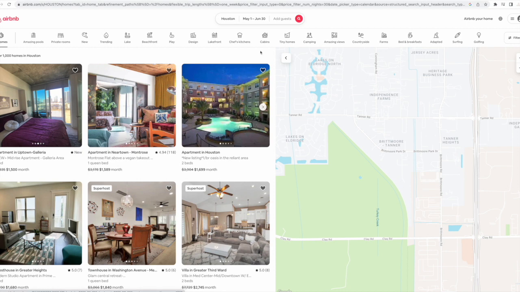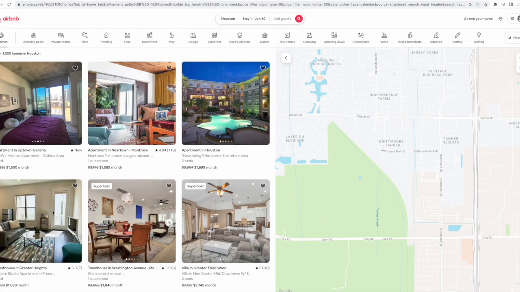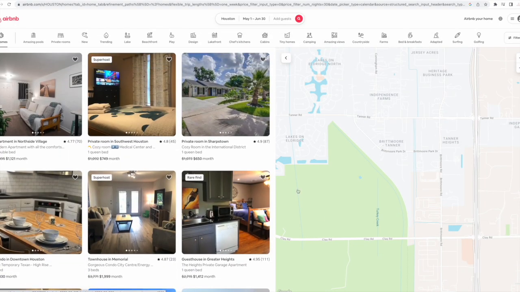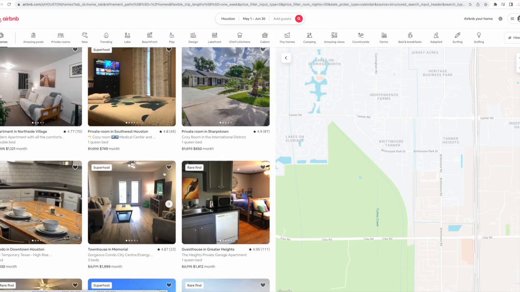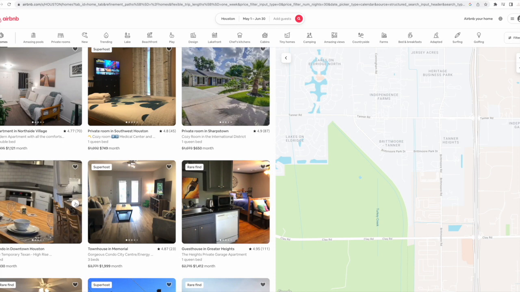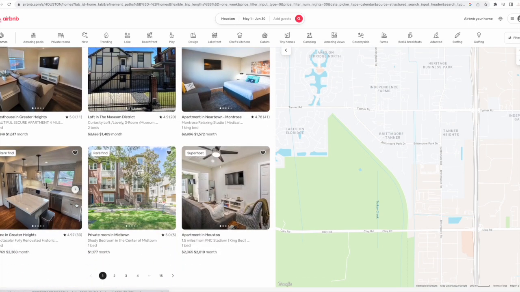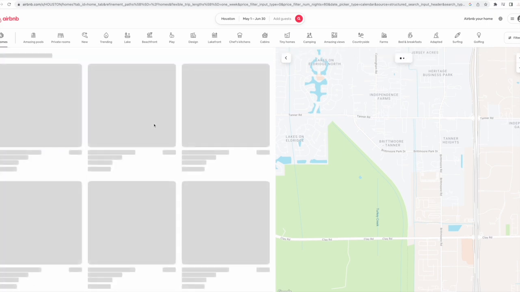So on Airbnb, I would probably put in something as such. You want it to be far out. You want it to be long term. Just something that if you were a business professional, how you would book. So we want to see what comes up, right? And we know Airbnb doesn't give you the exact location of the unit. Sorry, I'm checking to see if it's an apartment complex.